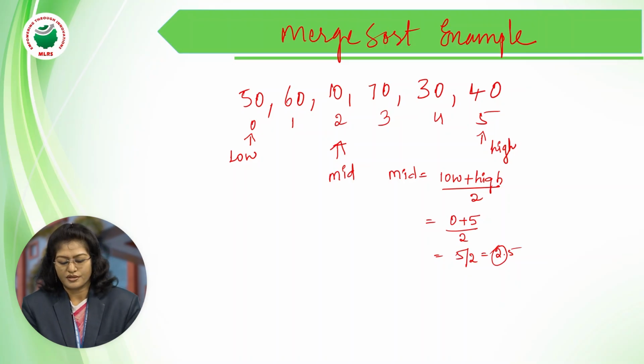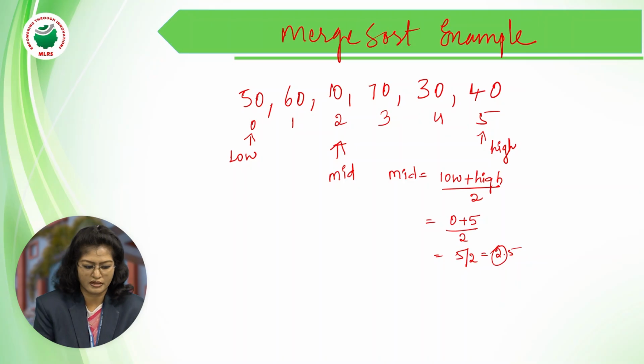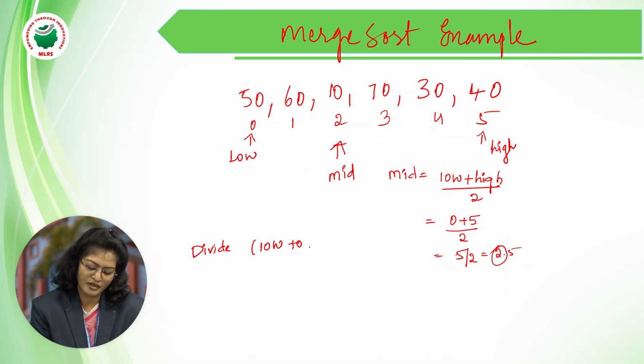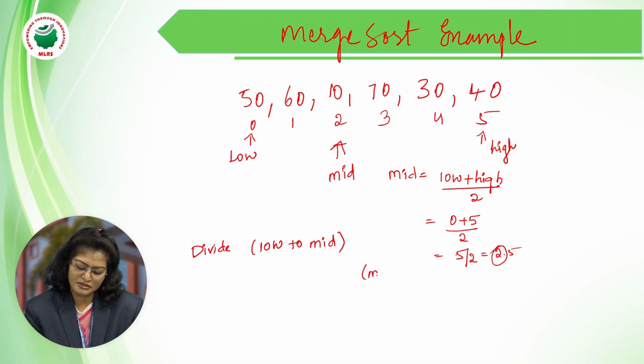And you need to consider the i value and j value here. The process starts from this low and high, and then we apply the divide method. How do we divide? One part is from low to mid, and the next is from mid plus 1 to high.